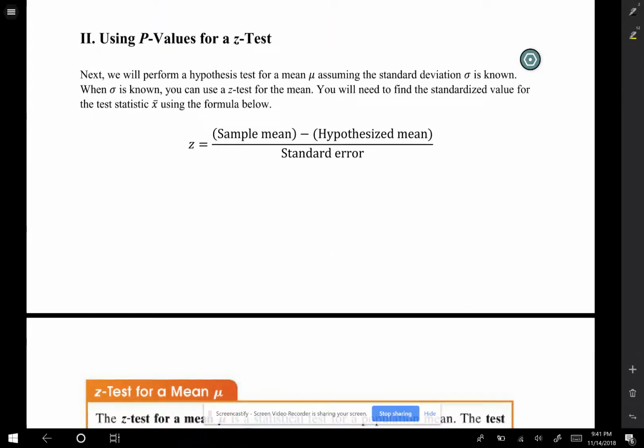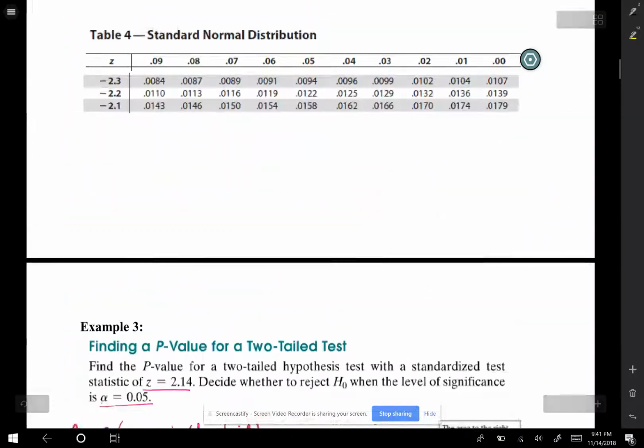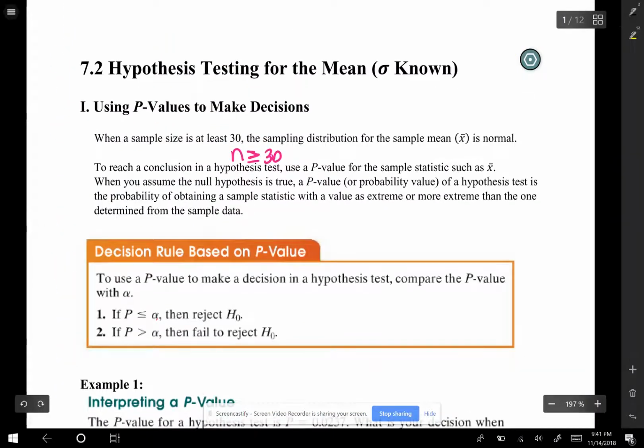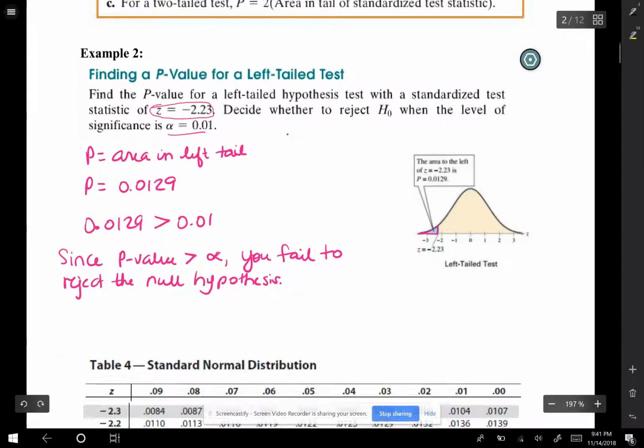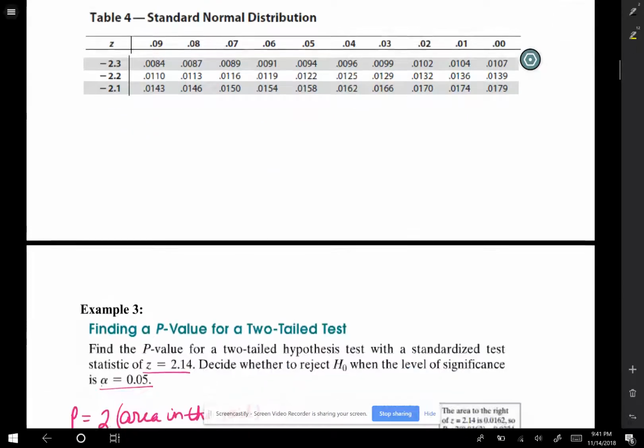The next thing we're going to look at is a p-value for a z-test. So we're going to perform a hypothesis test for a mean, assuming the standard deviation sigma is known. And you'll notice that's the title of this particular lesson, if you go all the way up to the top: hypothesis testing for the mean when sigma is known. And then we do a different kind of testing if sigma is not known.